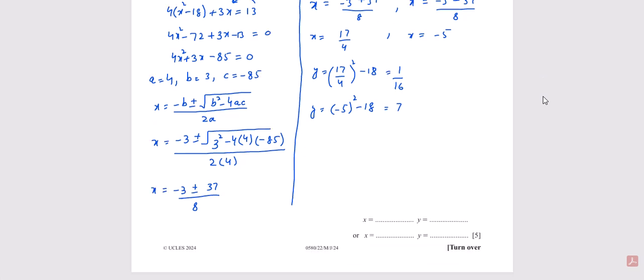So the final answer is x is 17 over 4 and minus 5, and y is 1 over 16 and y is 7.